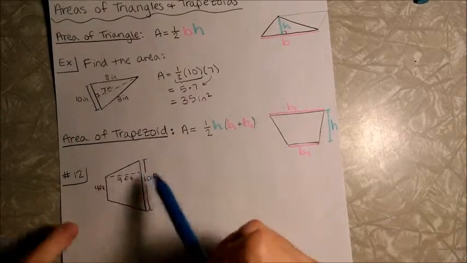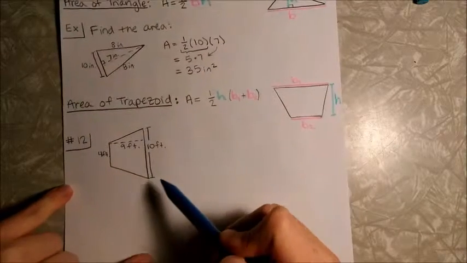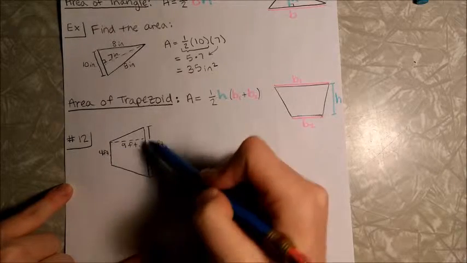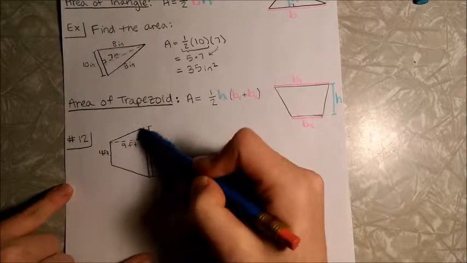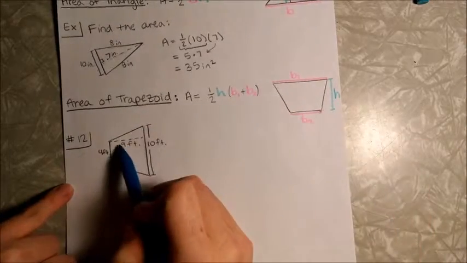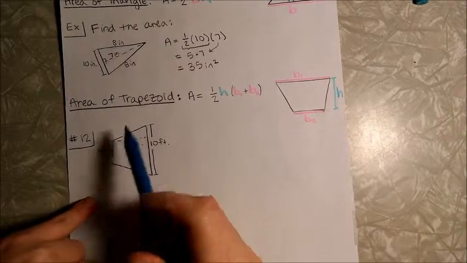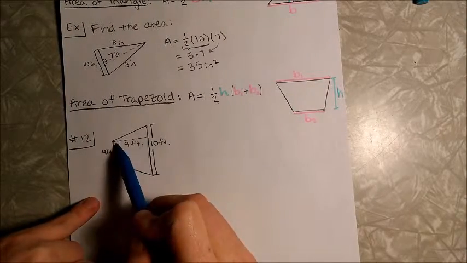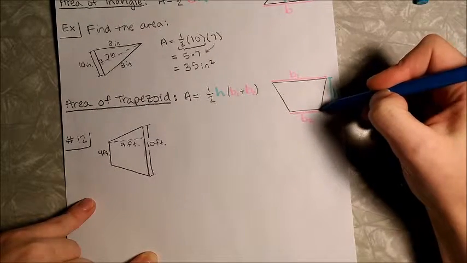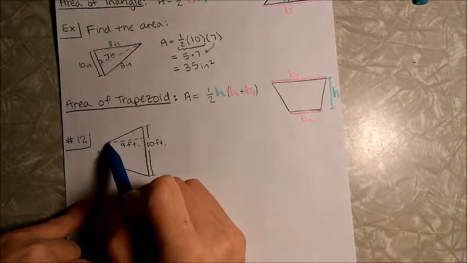Okay, so for this example on how we're going to use it, we're going to go through number 12 on your homework assignment. So we have a trapezoid. One of our bases, remember our bases are the parallel lines. So in this case, one base is 4 feet, the other is 10 feet. They didn't give us the legs. And then they gave us the height. Remember the height is from one base to the other base, so from bottom to top, parallel lines. The height is 9 feet.